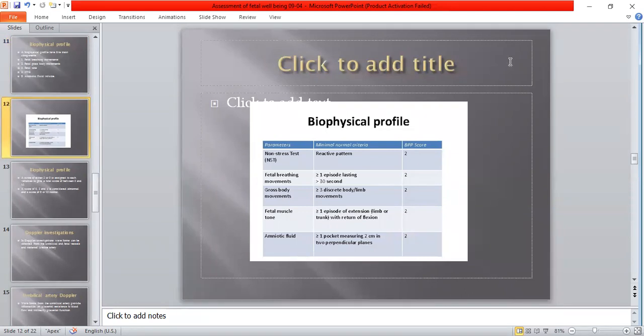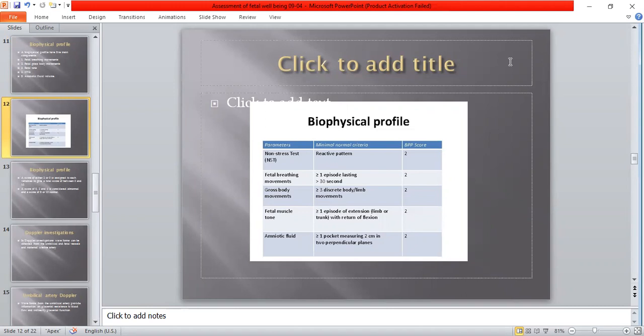This chart shows a biophysical profile. A score of 0 or 2 is given to each parameter. For normal, a score of 2 is used, and for abnormal, a score of 0 is used. The first one is the non-stress test. If CTG is reactive, a score of 2 is given. And if CTG is non-reactive, a score of 0 is given.